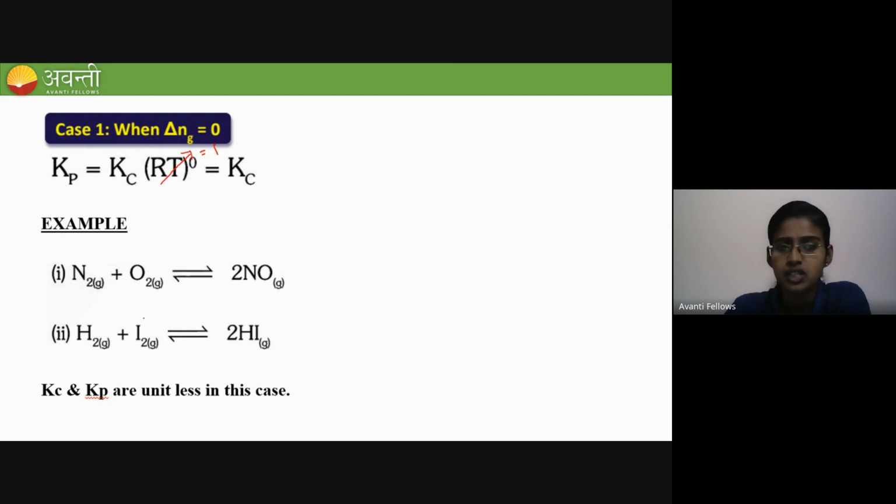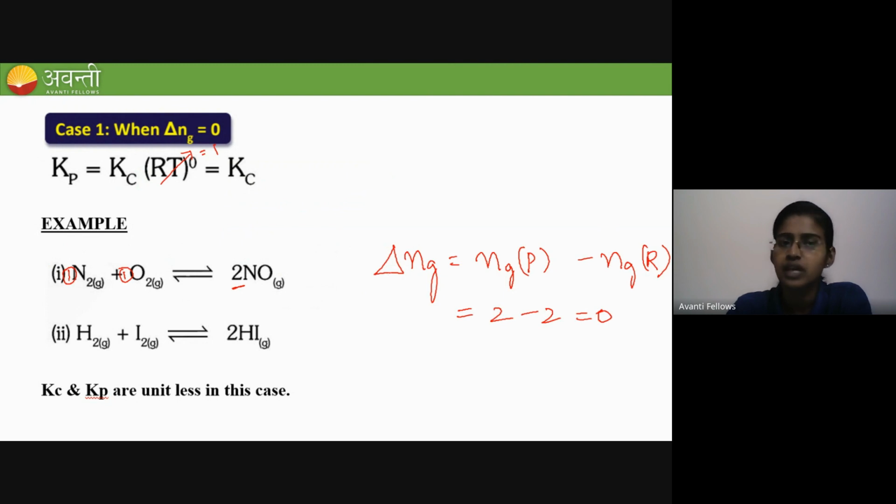The example which shows this relation is here. Delta Ng is nothing but the number of moles of gaseous product minus the number of moles of gaseous reactants, right? The number of moles of gaseous product is 2, and the number of moles of gaseous reactant is 1 plus 1, which is also 2. So 2 minus 2 is 0. If it is equal to 0, we have RT power 0, and Kp is equal to Kc. In the same way for this reaction also: H2 plus I2 giving 2HI. We should be very careful: all the species should be in the gas phase. Then only we can substitute.